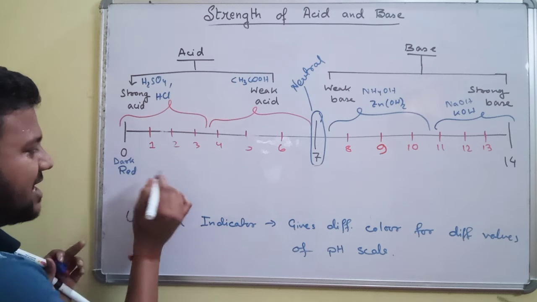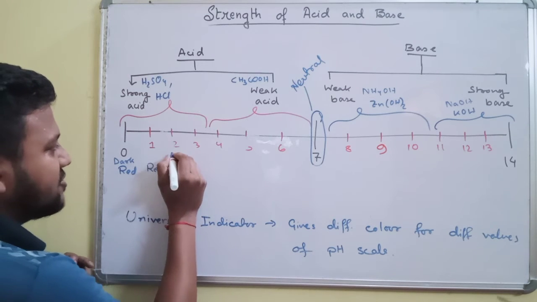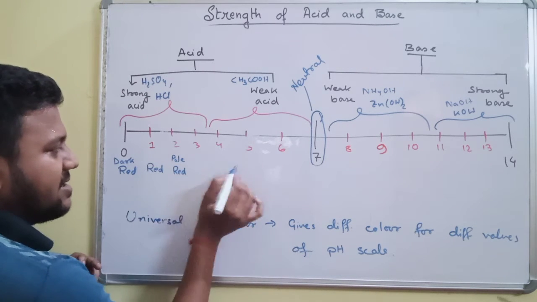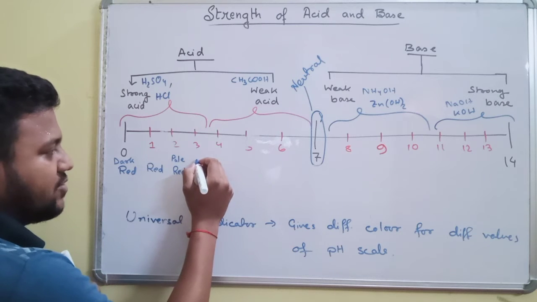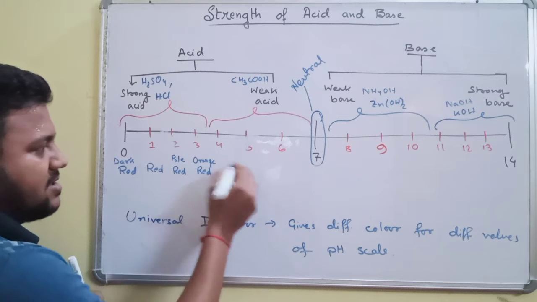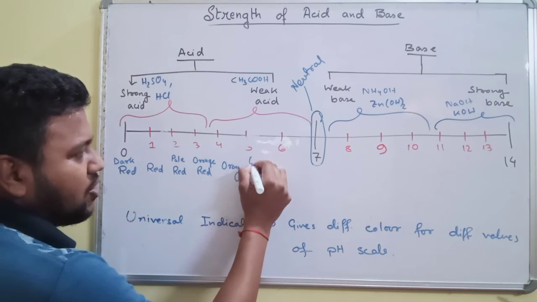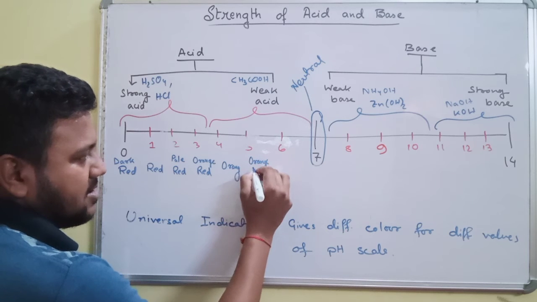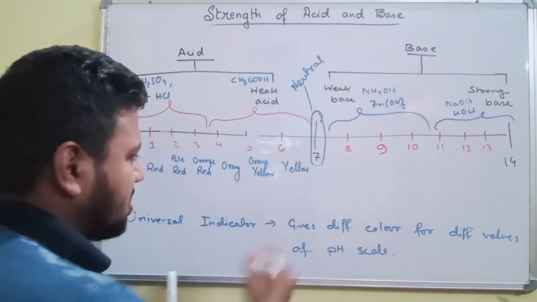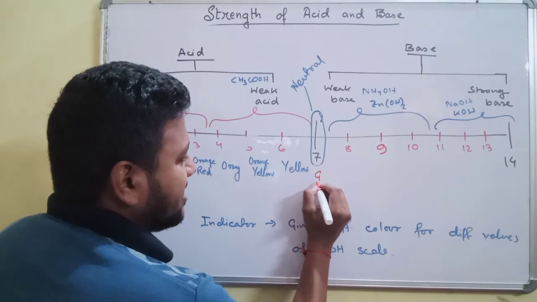Then the red becomes a little lighter, so we write red. Then in case of pH value 2, it will be pale red. Then the red color slowly becomes orange, so we write orange red. Then slowly it turns orange, then it becomes orange yellow, then yellow, and then pH 7 neutral substances will have a green color.